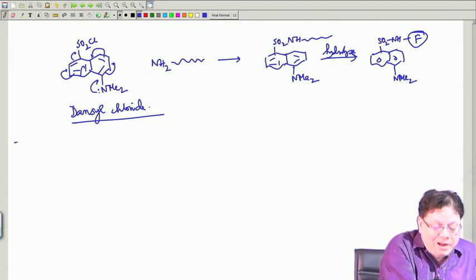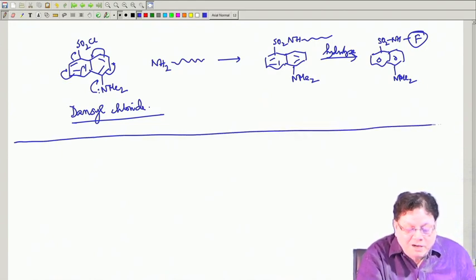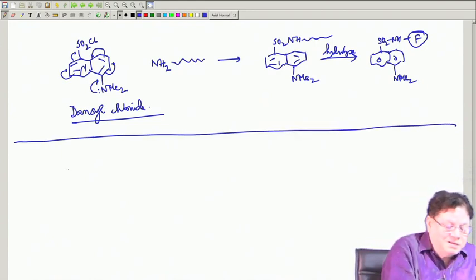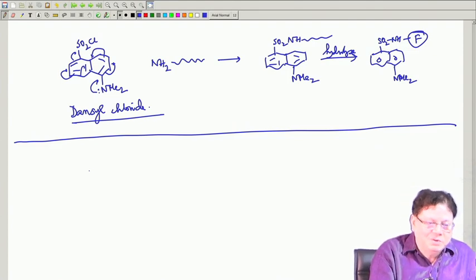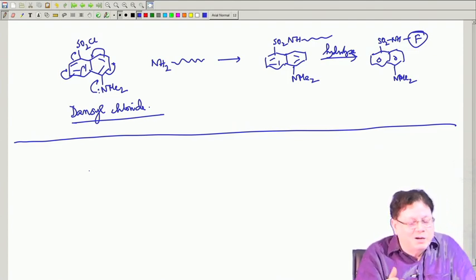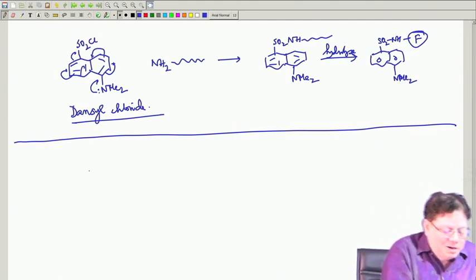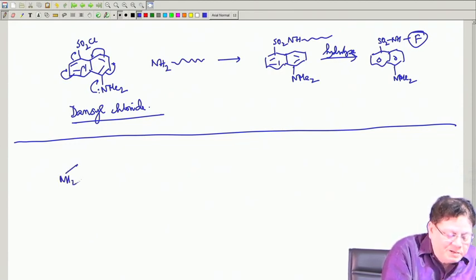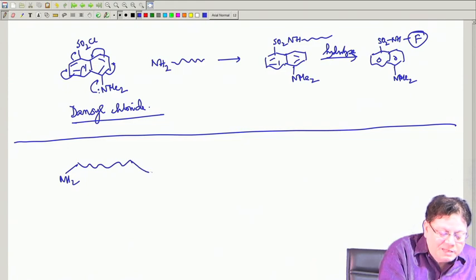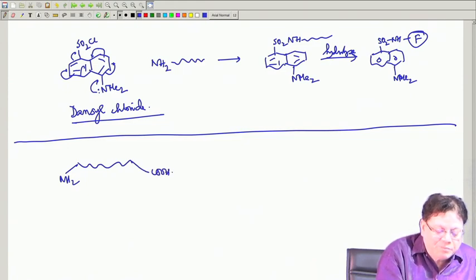Now, at the same time, people started thinking, what about the C-terminus? There is a method for the N-terminus, Sanger's method, Dansyl method. So, is there any method for the C-terminus? Now, again I write the peptide like this and there is a CO2H here.